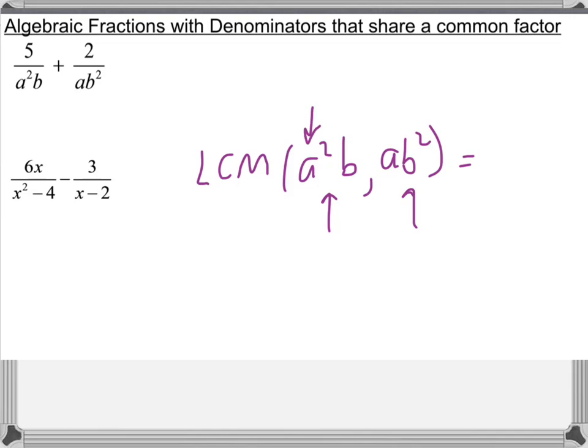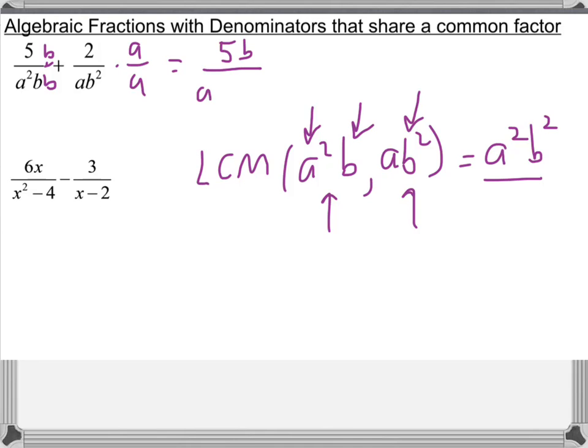Well, this has an a squared in it, so I'm going to need an a squared. This one has a b, and that one has a b squared, so you want to keep this as b squared. So the lowest common denominator here is going to be a squared b squared. That means I need to multiply this one by b over b. I need to multiply this one by a over a. So I'm left with 5b over a squared b squared plus 2a over a squared b squared.